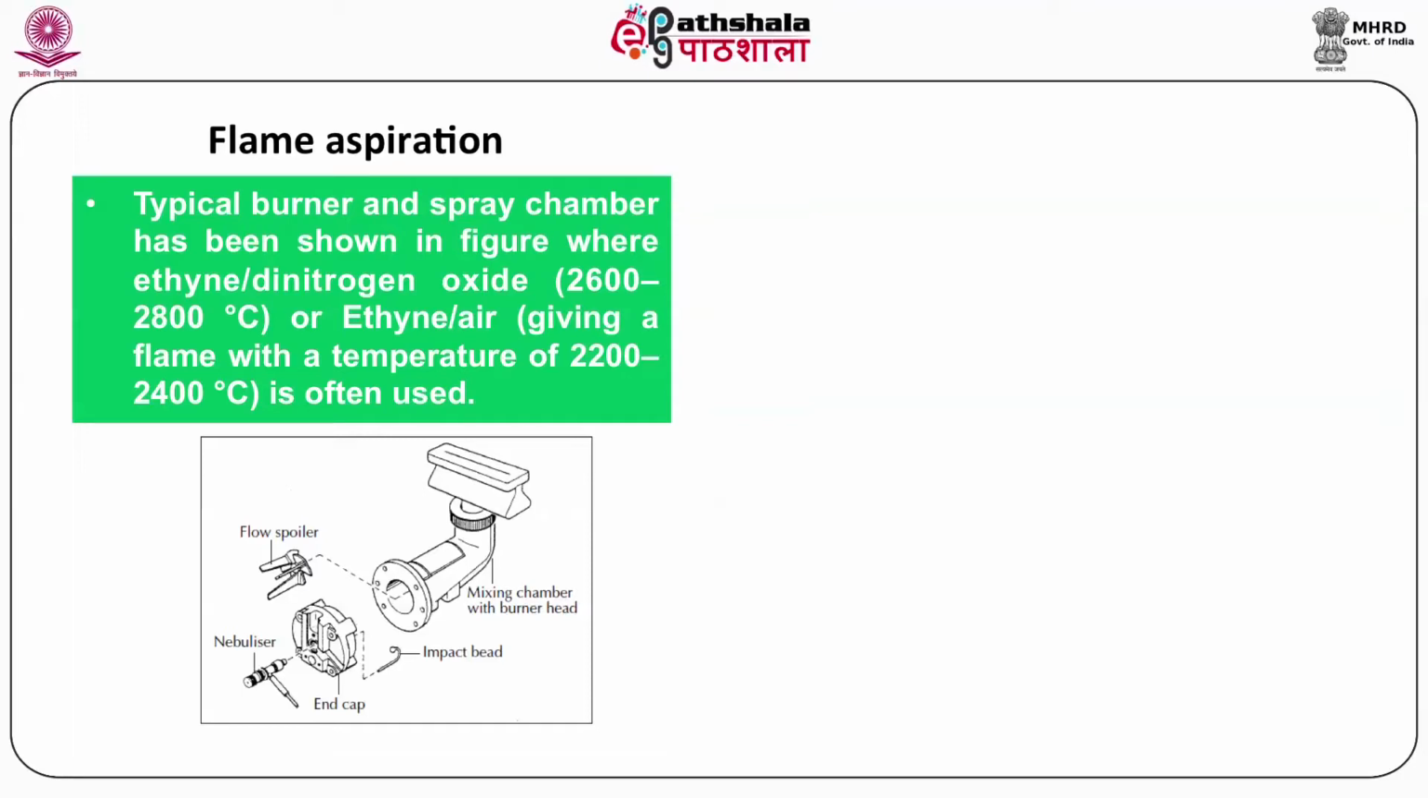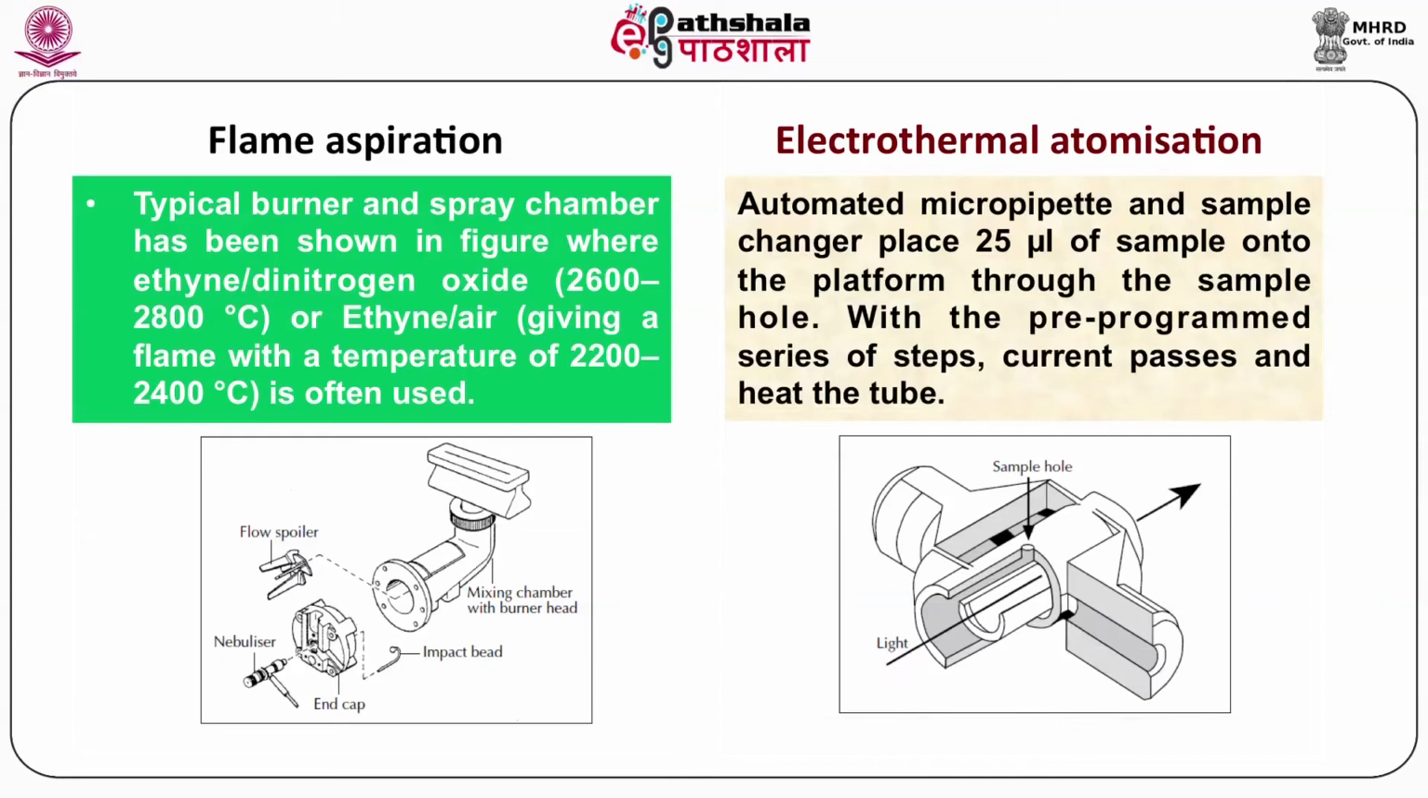In flame aspiration, a typical burner and spray chamber are used, which is shown here in the figure, in which ethylene and dinitrogen oxide, giving 2600 to 2800 degrees Celsius, or ethylene and air, giving a flame with a temperature of 2200 to 2400 degrees Celsius, are often used. In electrothermal atomization, an automated micropipette and sample changer place 25 microliters of sample into the platform through the sample hole with a pre-programmed series of steps, and current passes and heats the tube to provide the particular temperature.